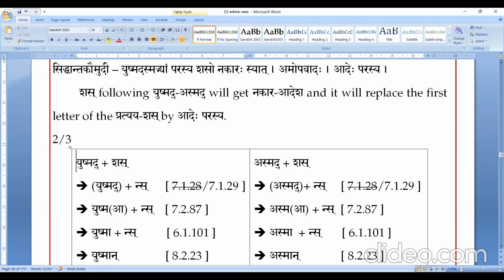Don't oppression. You cannot apply Shasa 7128. So Amadesha will not happen. So by applying 7129 Shasona, Adehe Parasya Paribhashaya, the first letter, which is Akara, content of Shas is thus, Akarasya Sthane, Akara Adeshaha. So you get.